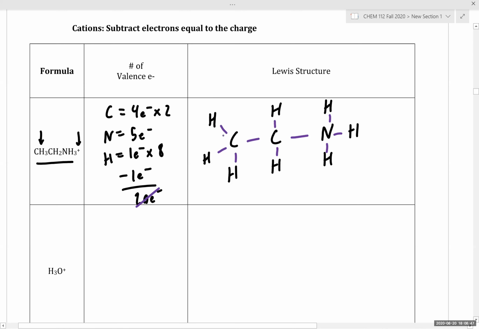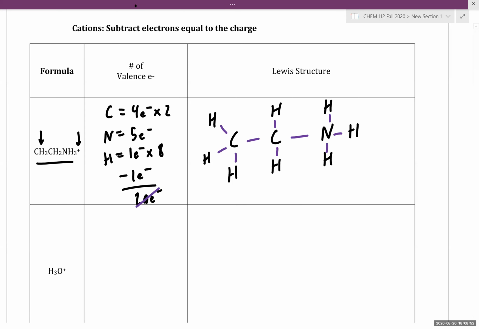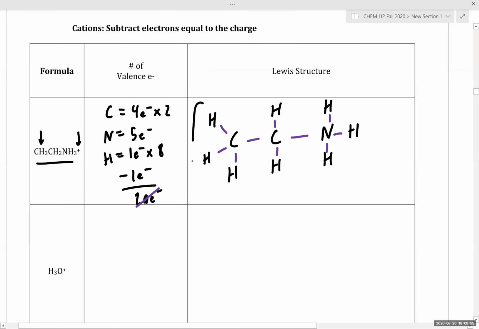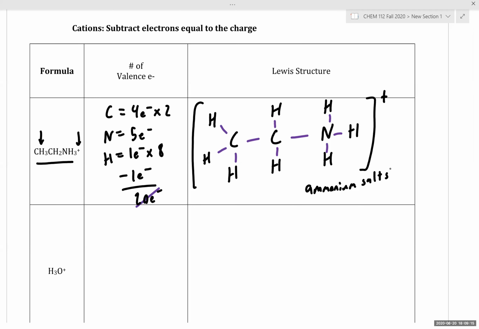I've used up 2, 4, 6, 8, 10, 12, 14, 16, 18, 20 electrons. And now I'm going to place my structure in brackets and indicate the charge. These protonated nitrogens, or these nitrogen species with a positive charge, are typically known as ammonium salts. And they're actually quite useful, not just for acid-base reactions, but also for phase transfer reactions, which are really quite interesting when you think about how they work.